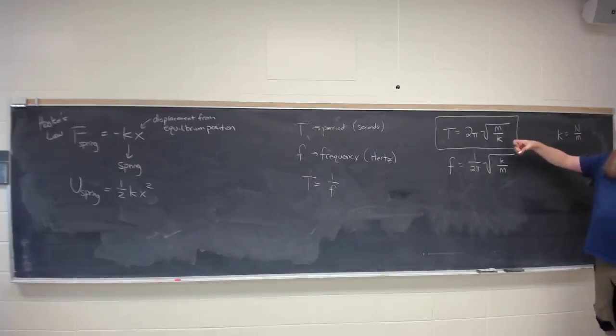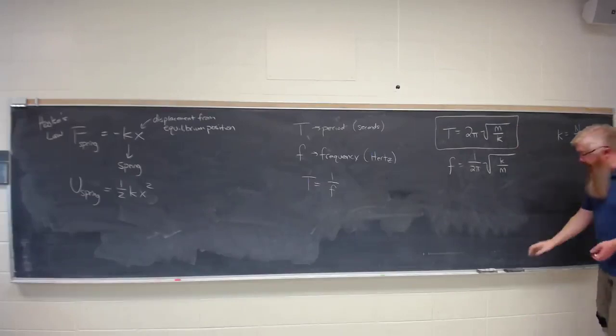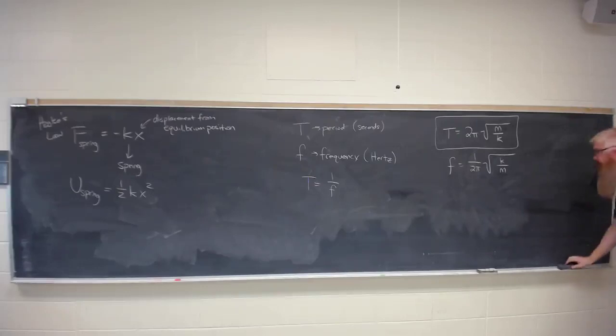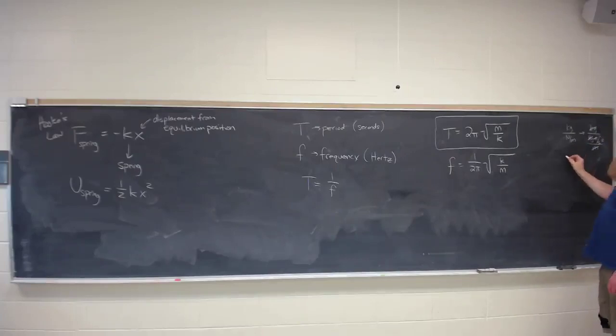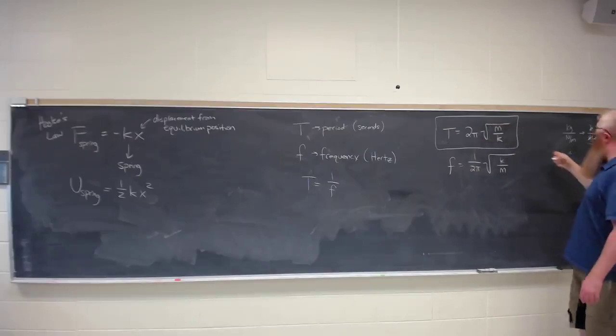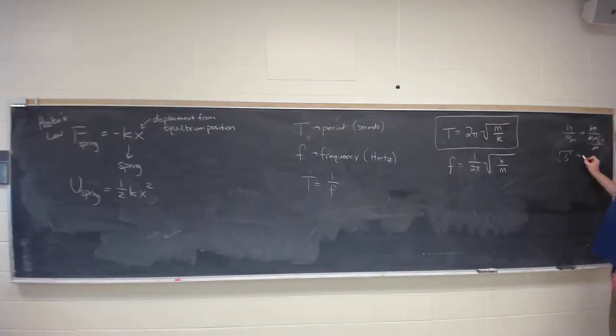Let's just make sure the units work out. Mass over spring constant, so it's kilograms over newtons per meter. A newton is a kilogram meter per second squared, over meters. Meters cancel, kilograms cancel, you have 1 over seconds squared, which becomes seconds squared. Take the square root of this, you get seconds, which is the unit for period. So it all works out.